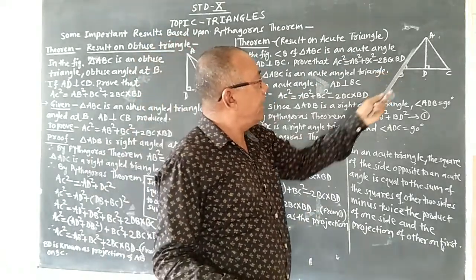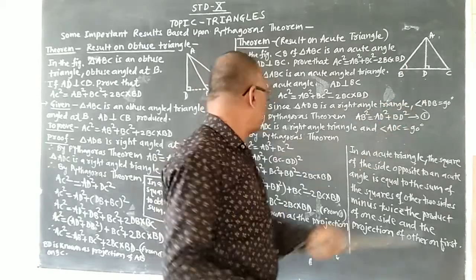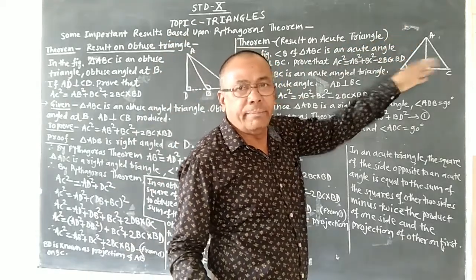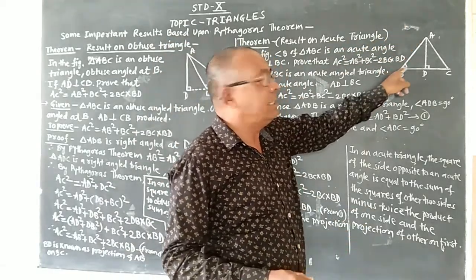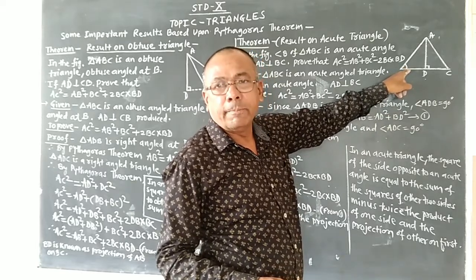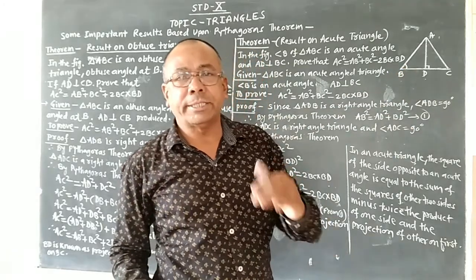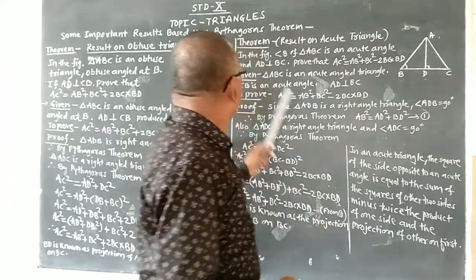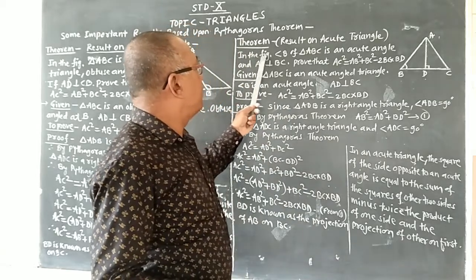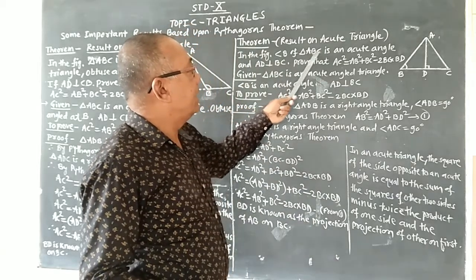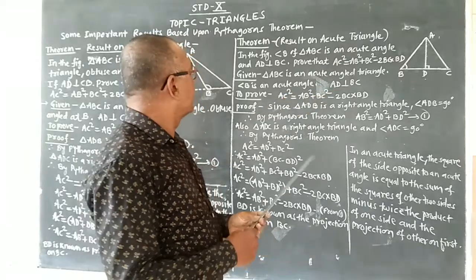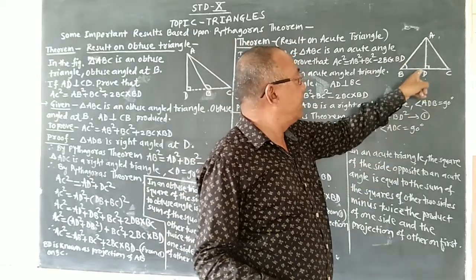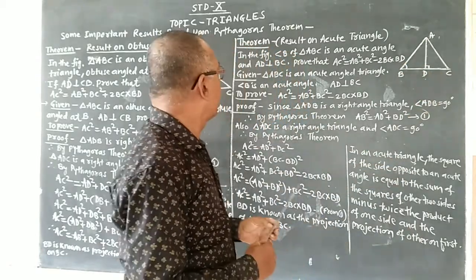Here, triangle ABC. Here also it was triangle ABC, and this is also triangle ABC, in which angle B is an acute angle. Acute angle means less than 90 degree. So angle B is acute angle. The theorem is given in the figure: angle B of triangle ABC is an acute angle, and AD is drawn perpendicular to BC.